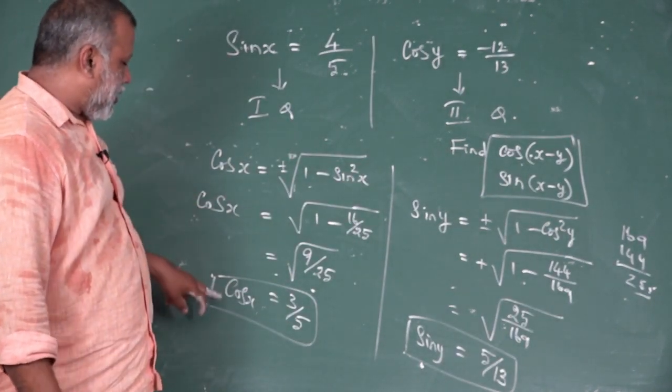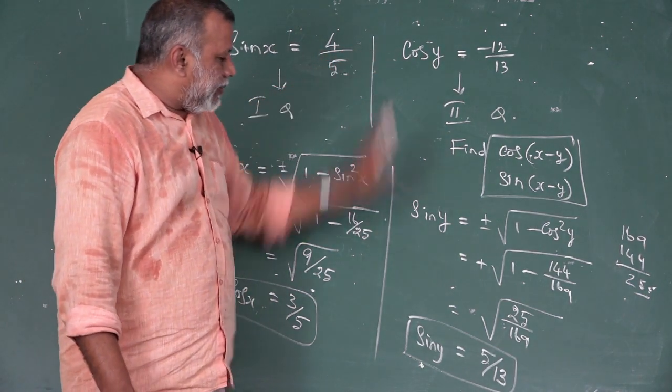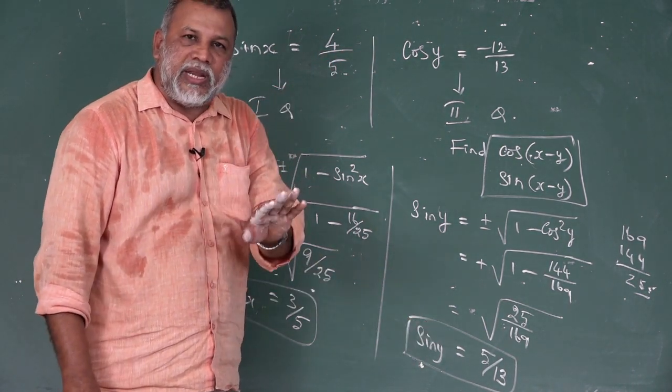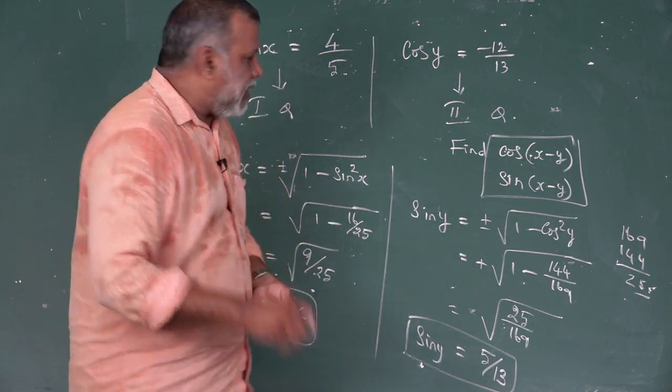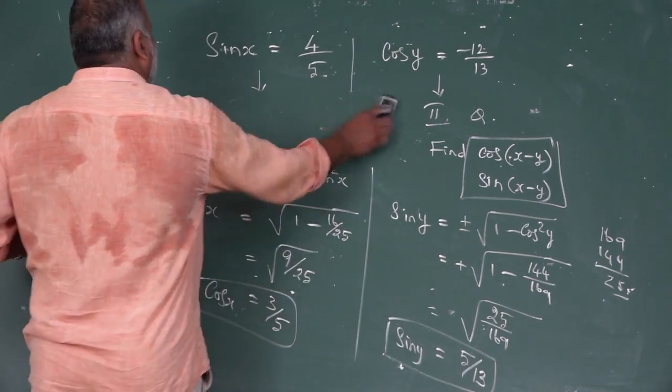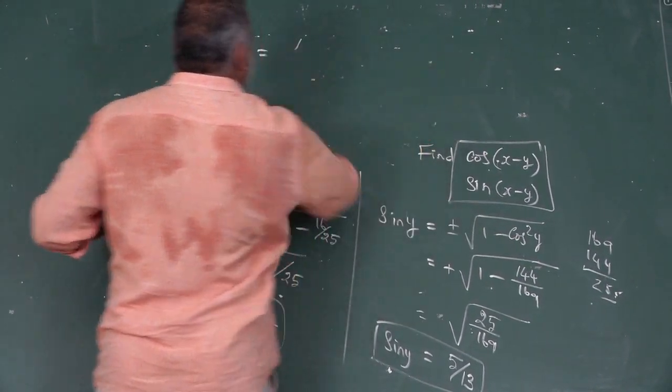Sin x, cos x, cos y, sin y. We need 4 data. With these 4 data, we are going to work out 2 explanations, 2 results.